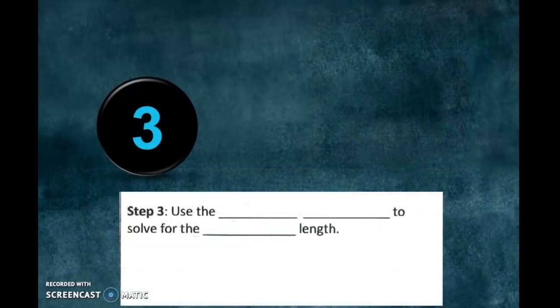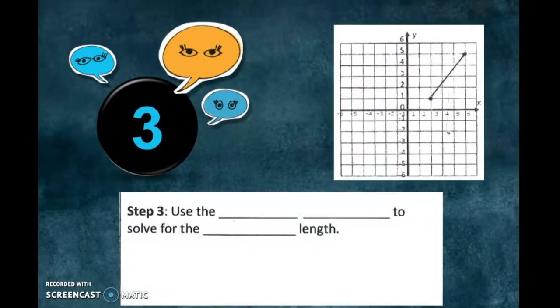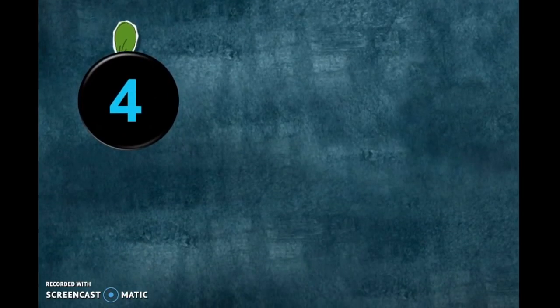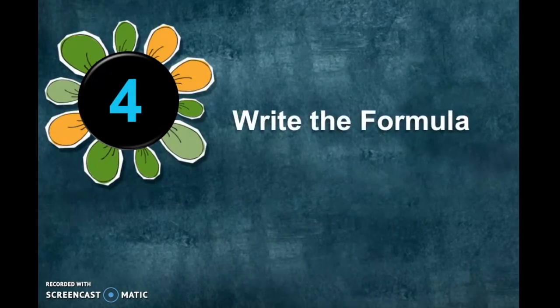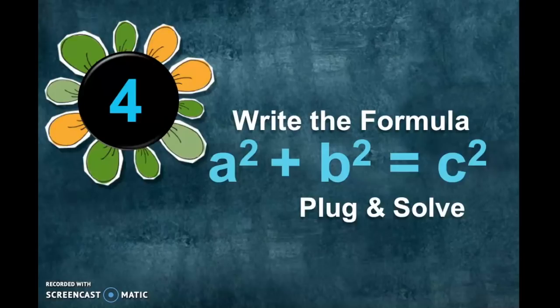Step 3. We are going to use the same triangle we had, and then we're going to use the Pythagorean theorem to solve the missing length. Step 4. We're going to write the formula. And what is that formula? A squared plus B squared equals C squared. Then we're going to plug and solve.